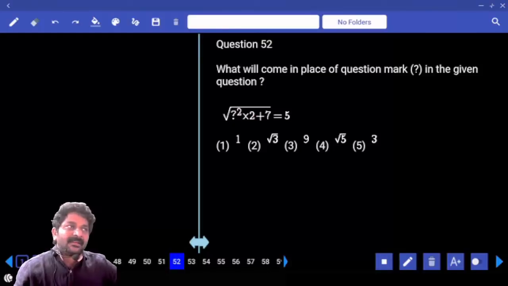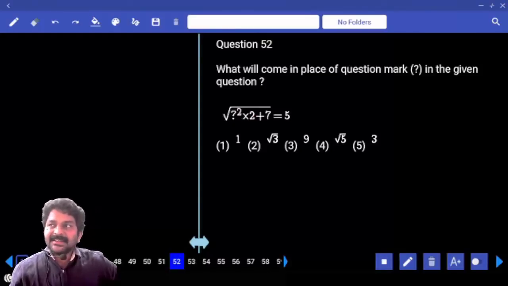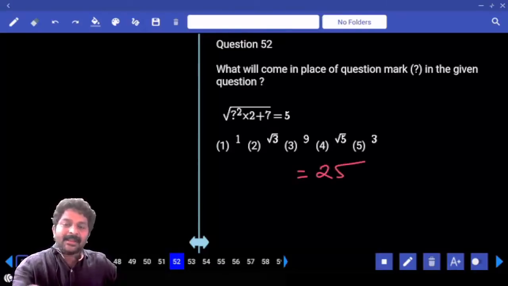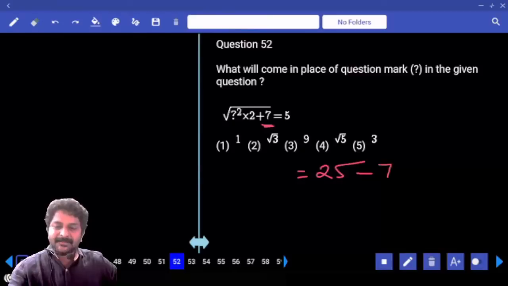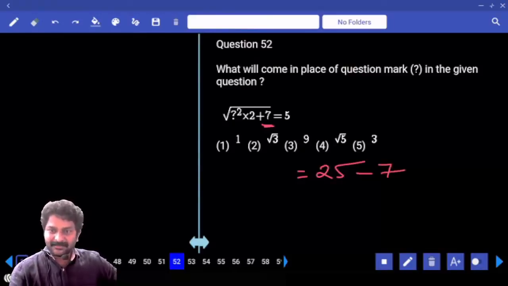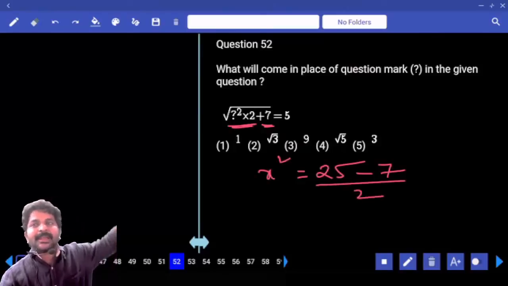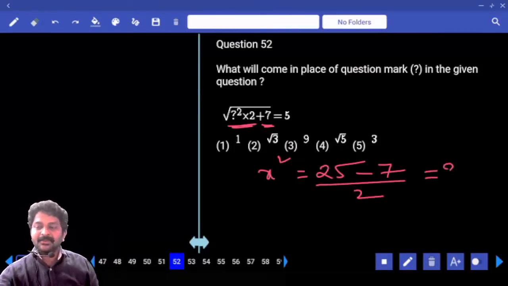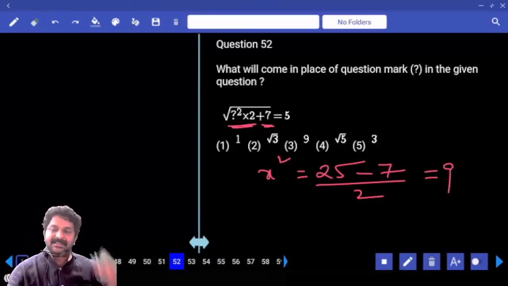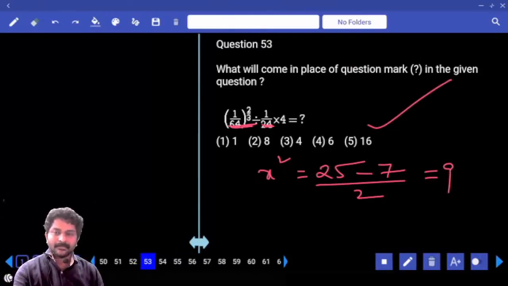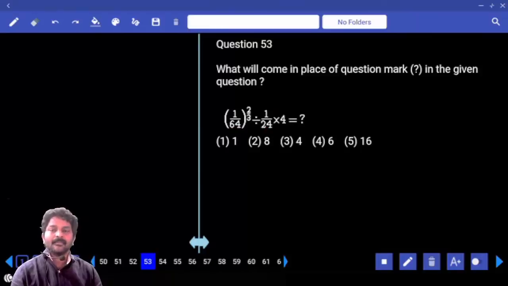When you take the square on both the right hand side and the left hand side, the right hand side value becomes 25 and the under root gets cancelled. Plus 7 goes to the other side, minus 7, correct? x square into 2. Then the x square value is equal to half of this number only. The numerator is 18 by 2, which is 9, which is 3 square. Fifth option answer. Over.